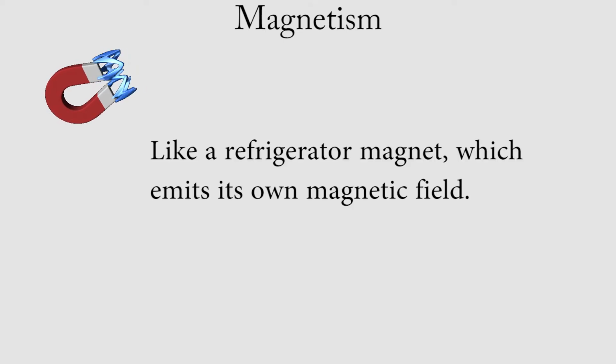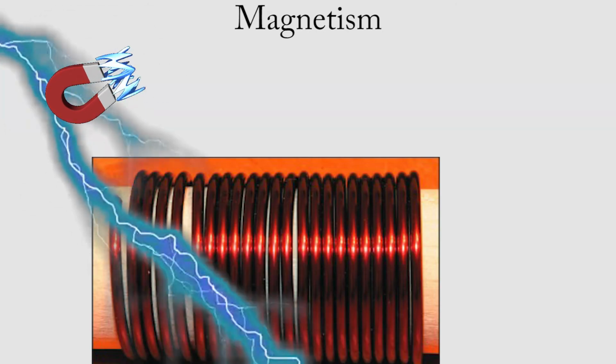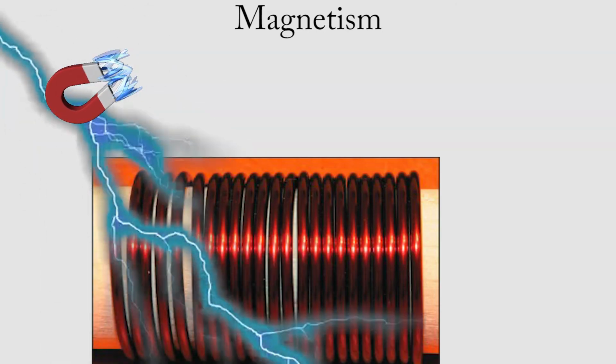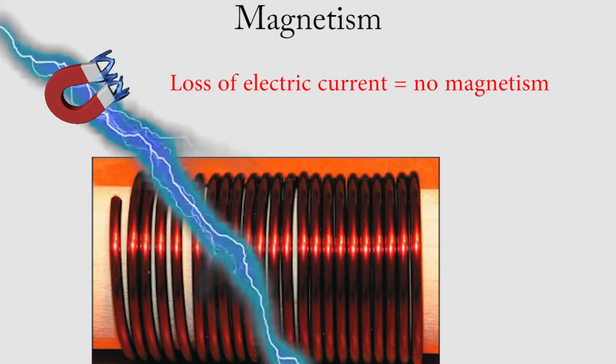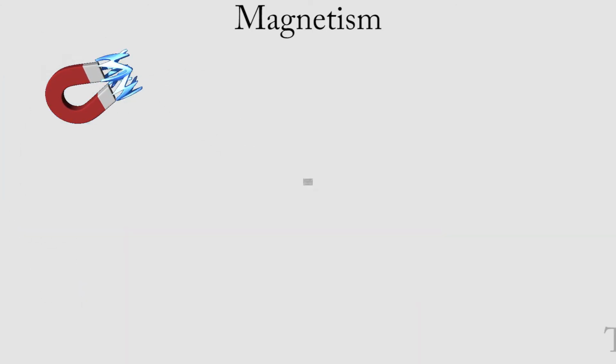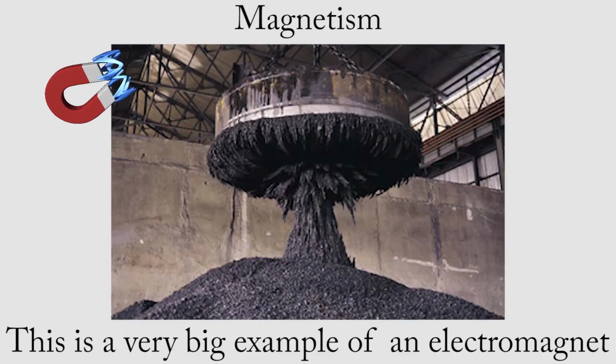An object that is a permanent magnet holds its magnetism all the time. A temporary magnet can be made by passing electricity through a coil of wire wrapped around certain metals. The object will be magnetic as long as the current is on. These types of electrically charged magnets are called electromagnets.